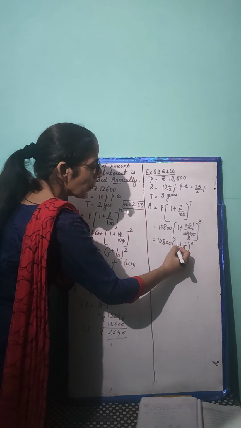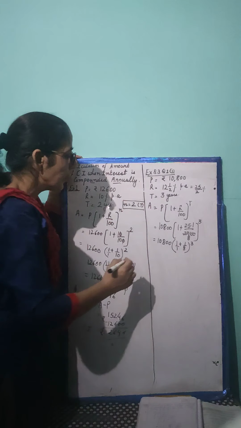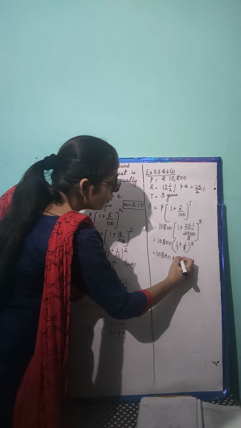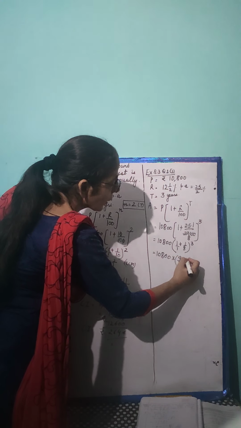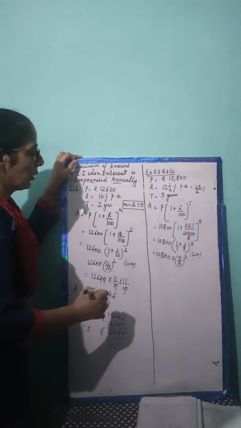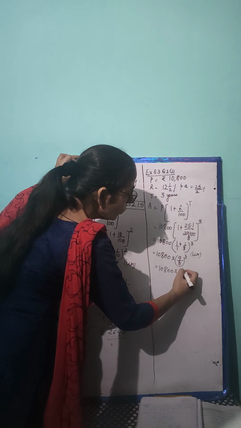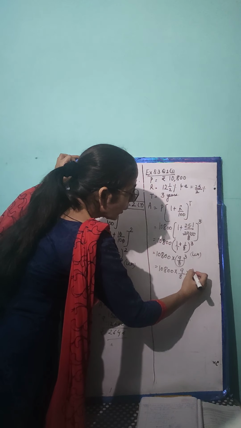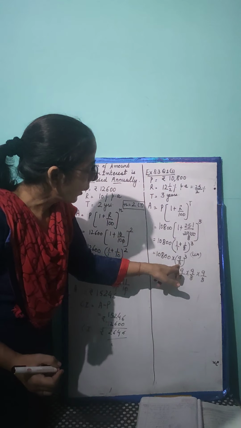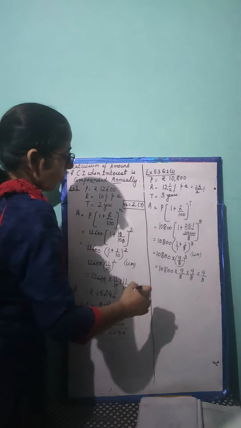Take LCM. What will be there? 8 ones are 8, plus 1, 9 by 8. So 10,800 into (9 by 8) raised to power 3. I have taken LCM here. So 10,800 into 9 by 8, 9 by 8, again 9 by 8. How I have written? (9 by 8) raised to power 3 was there. So 9 by 8 is multiplied 3 times.